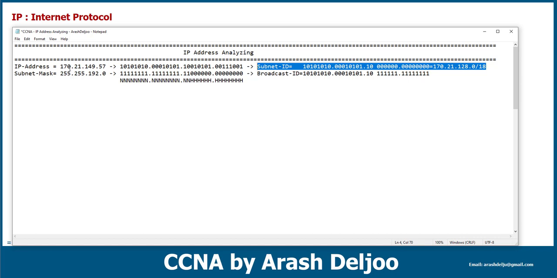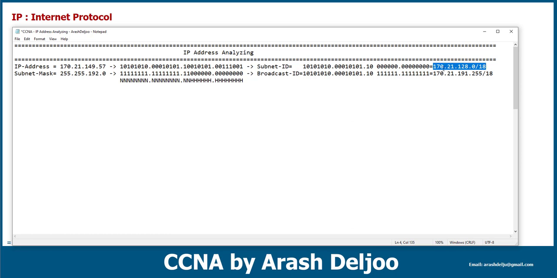We will use the network address or subnet ID in future in the routing courses. After that, for the broadcast address, we can calculate this value. 170, after that again 21. We don't have a change here, and this is equivalent to, you know that the total value is 255. 255 minus 64 is equivalent to 191.255/18. This is the broadcast address of this IP address. We can say this IP address is residing in this network.